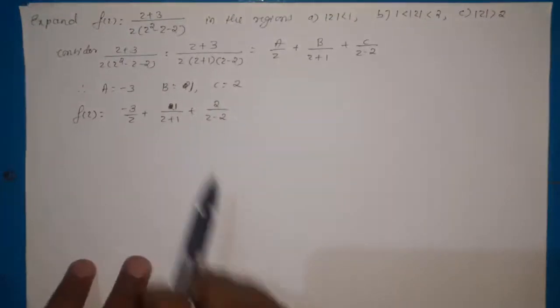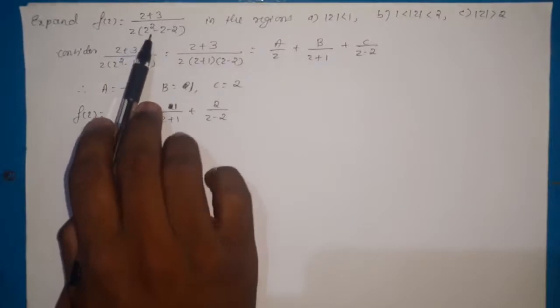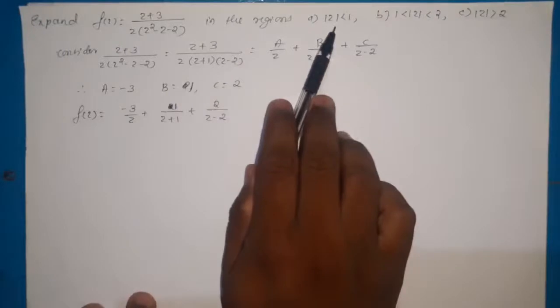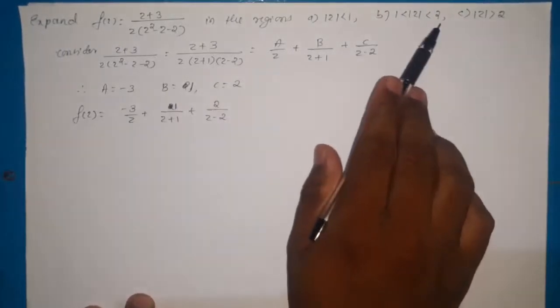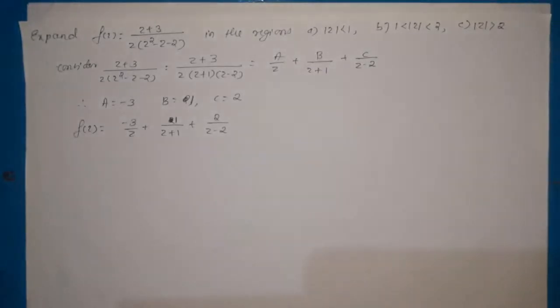Next example, expand f of z equal to z plus 3 divided by z into z square minus z minus 2 in the regions mod z less than 1, 1 less than mod z less than 2, and mod z greater than 2. So here the given function is not in the standard form, meaning in the denominator there are no linear factors of z. So first we need to find the factors, then by using partial fractions we need to separate the fractions, then expand the series.